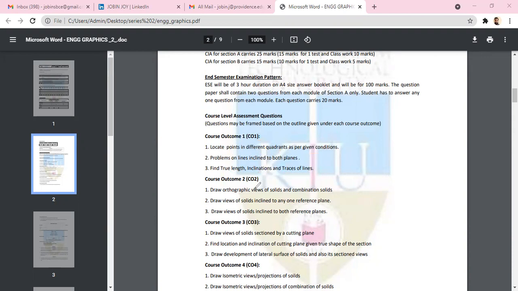Then course outcome number 2: you have to draw the orthographic views of various solids and also combinations of solids. Combination of solids means more than 2 objects. Then solids inclined to any one reference plane, and solids inclined to both reference planes.